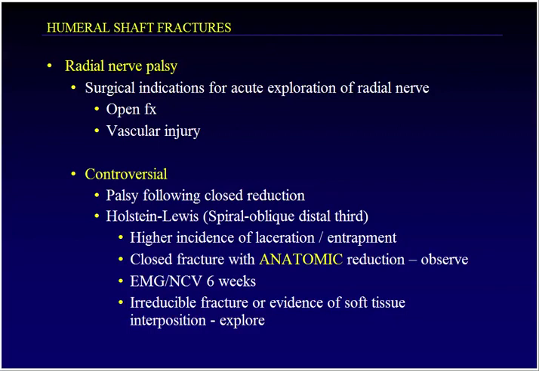The one exception to that would be the Holstein-Lewis fracture, where because of the fracture anatomy, again, it's a spiral fracture of the distal 1/3 of the humeral shaft, if you do a reduction maneuver, the radial nerve can become entrapped in the fracture site, and if you have a radial nerve palsy post-reduction, those patients probably warrant surgical exploration.